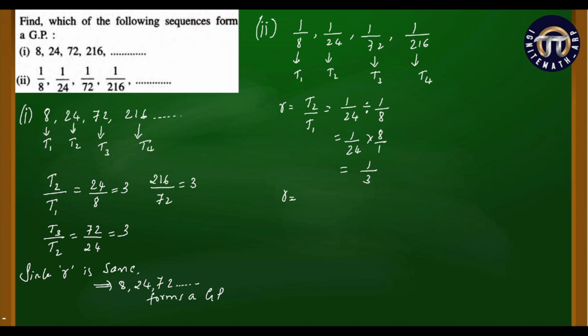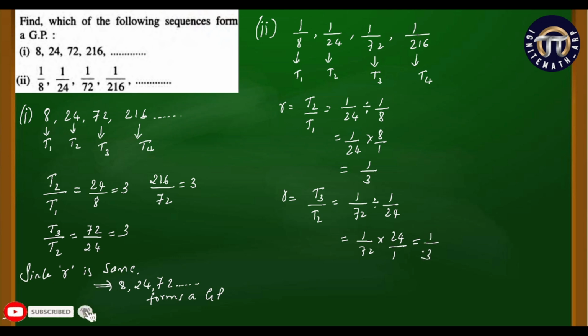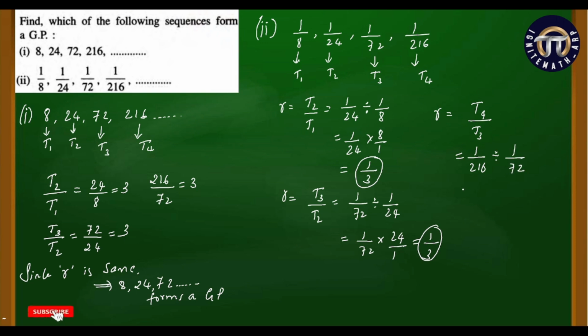So again find out the common ratio. This time I'll take T3 by T2. So that is 1 by 72 divided by 1 by 24. So that is equal to 1 by 72 multiplied by 24 by 1. So that is equal to 1 by 3 again. See, again I am getting R constant over here. You can take one more. R is equal to, this time I will do it like T4 divided by T3. So 1 by 216 divided by 1 by 72. So 1 by 216 multiplied by 72 by 1. So I get it as 1 by 3.